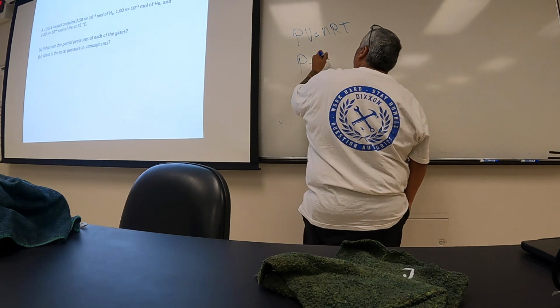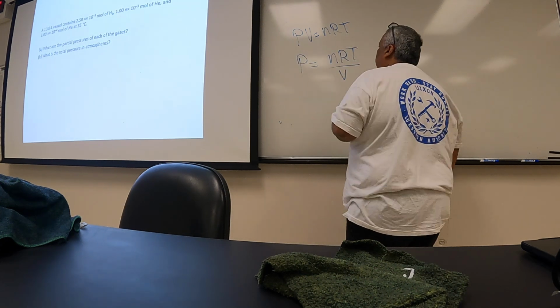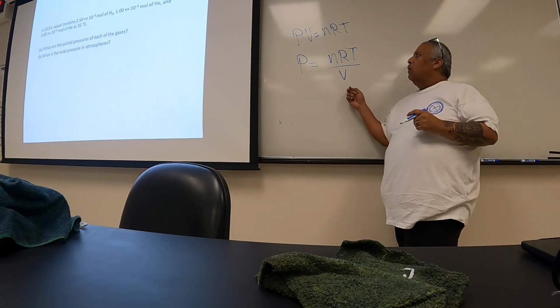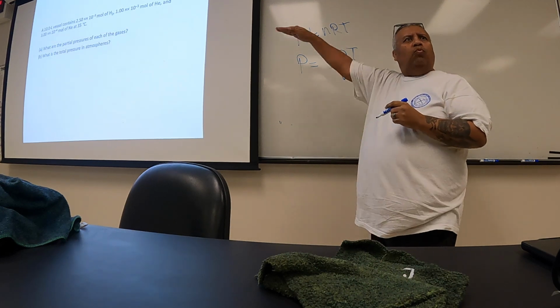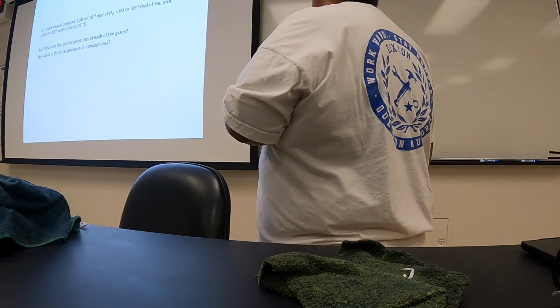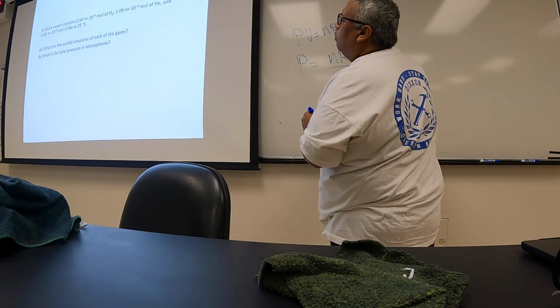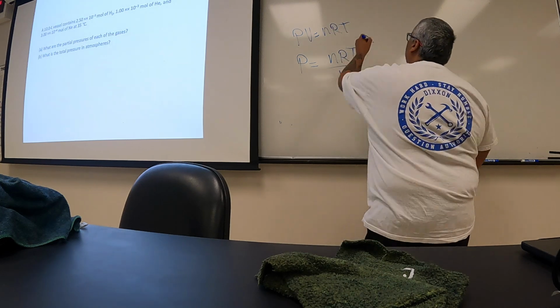So the pressure is equal to nRT over V. So now we have to do this for each one of these gases that's listed here. So what's the partial pressure of each one of these gases? So let's take hydrogen first.